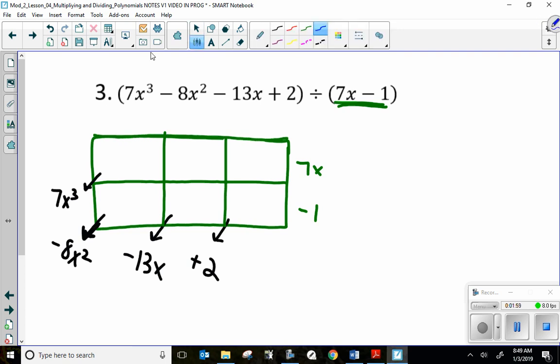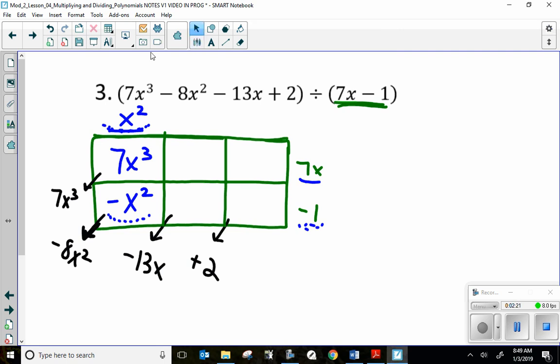So we always start top left. This has to be 7x cubed. So what do I multiply 7x by? To get 7x cubed, I multiply it by x squared. Now, since I have that top, I can figure out what goes here. X squared times negative 1 is negative x squared. Now, here is where you need to be careful.